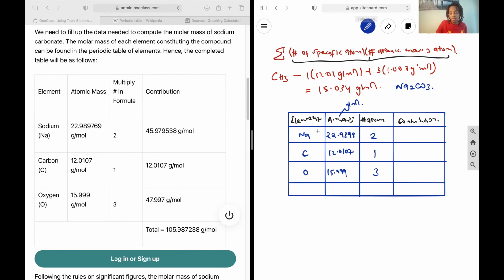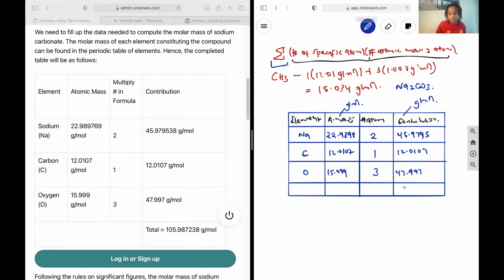Its total contribution for sodium is going to be 2 times 22.9898, and that is going to give us 45.9795. For carbon, it's just 1 times 12.0107, so it's just going to remain 12.0107. This is also in grams per mole, so it's just multiplying a constant by the grams per mole. And lastly, we're going to do 3 times 15.999, and that is going to give us 47.997 grams per mole. Now, as I said, we want to add up all of these.